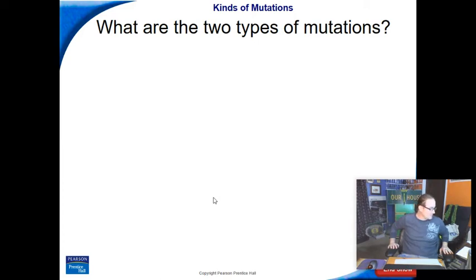What are the 2 types of mutations? If you can't remember, take a look back at number 26 and 27. The 2 categories of mutations. You bet. They're gene mutations and they're chromosome mutations.